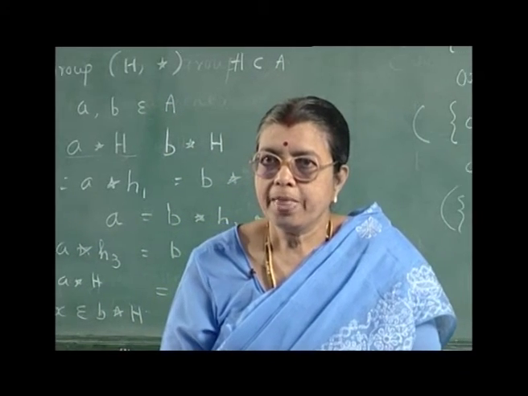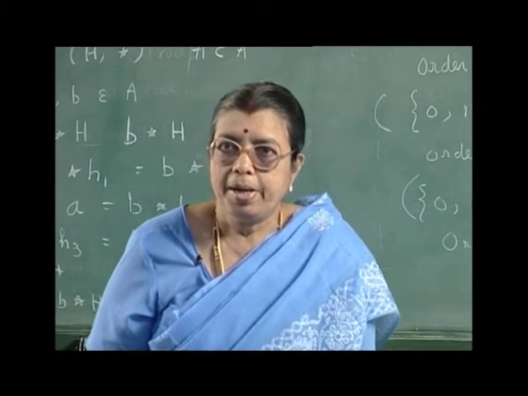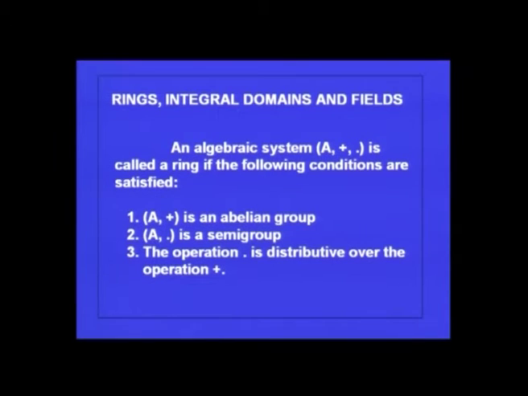Next we shall see what is meant by a ring, an integral domain and a field. So far we have considered one binary operation, a set with one binary operation, for semi-group, monoid and group. Now we will consider two binary operations and see what is a ring. An algebraic system (A, +, ·), these are binary operations and A is the underlying carrier, is called a ring if the following conditions are satisfied.